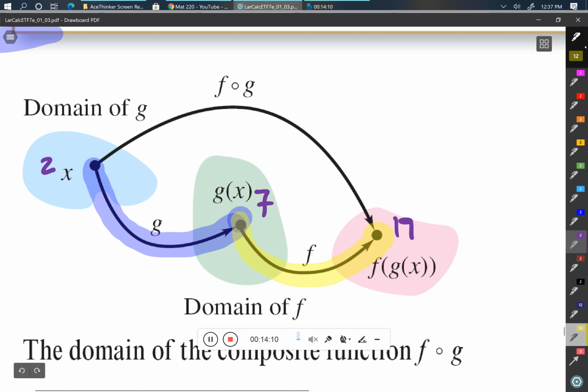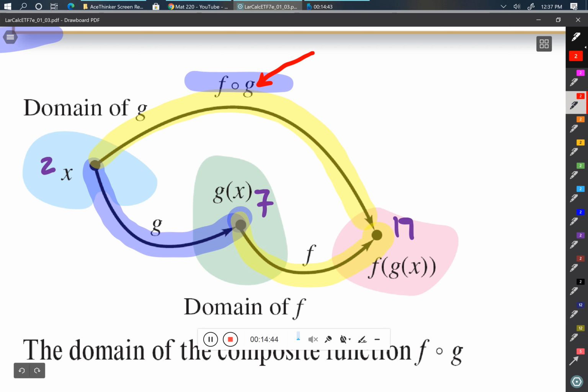Okay? Mathematicians are lazy, though. I don't want to have to go from 2 to 7. And then from 7 to 19, I want to go straight from 2 to 19 in one step. Well, the only way to do that is to find a new function, the composite function, that does g and then does f, or the composition f composed with g. Now, this is one of the few places where the origins of algebra still come into play, because the thing on the right is the thing that happens first. Okay.